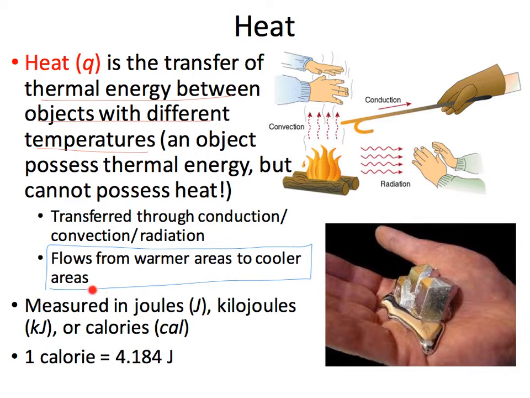There are a lot of different ways we can measure it: joules, kilojoules, and calories. Mostly in chemistry, we'll be seeing kilojoules, but you might also see joules. Calories here are not the same calories as you see on the back of a cereal box, but they are a form of energy. 1 calorie is equal to 4.184 joules.